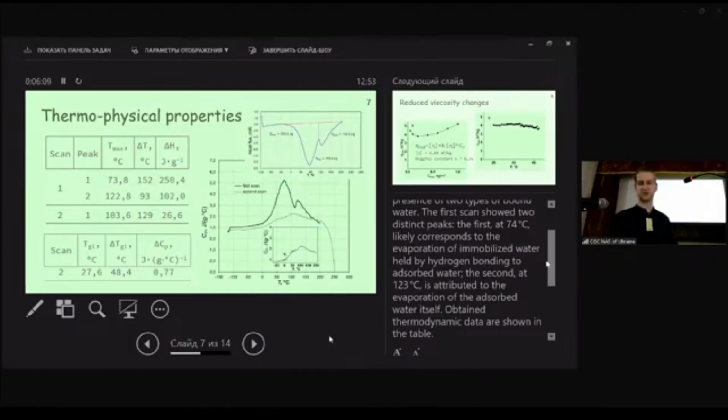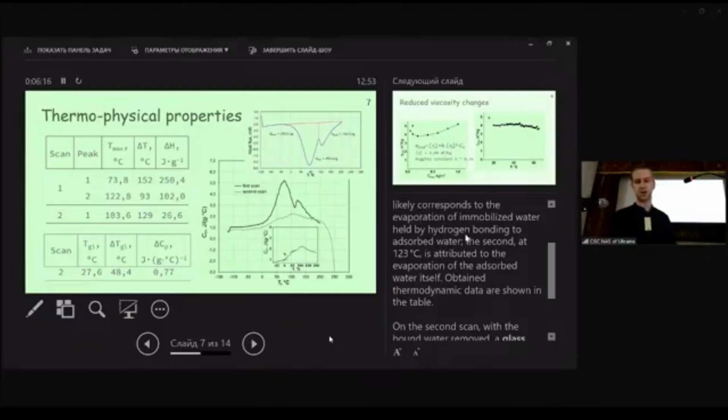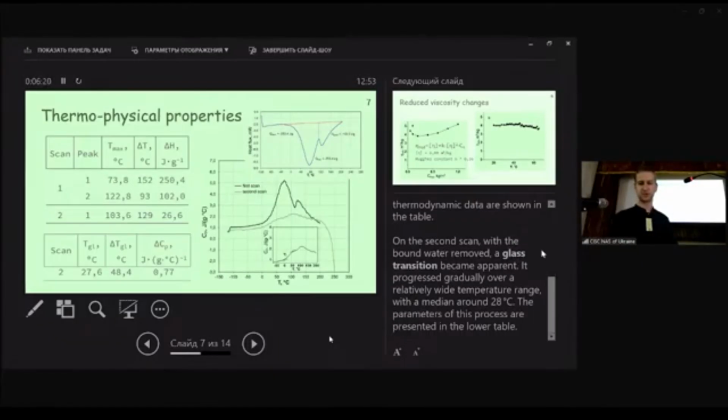Obtained thermodynamic data are shown in the upper table here. On the second scan, with bound water removed, a glass transition became apparent. It progressed gradually over a relatively wide temperature range with a median around 28 Celsius. The parameters of this process are presented in the lower table.